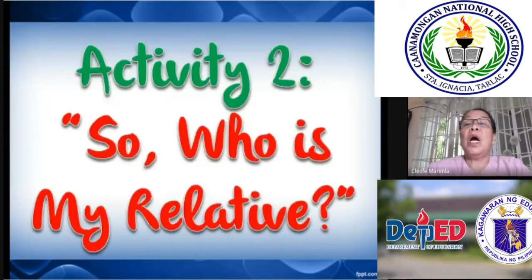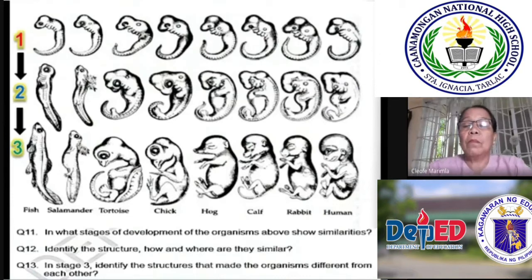In number 2, activity entitled So, Who is My Relative? Here is the direction. Study and compare the stages of embryonic development of the different vertebrates. You are given 15 minutes to perform the two activities. Time starts now.